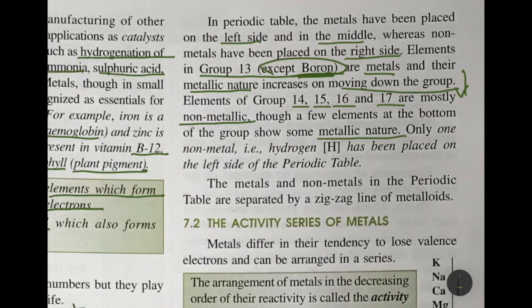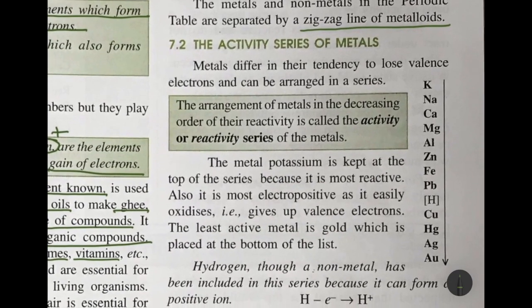Only one non-metal, that is hydrogen, has been placed on the left side of the periodic table, and you know the reason why, because it can form a positive ion by losing one electron that is present in its one and only orbit. And of course the metals and non-metals in the periodic table are separated by a zigzag line of metalloids. So metalloids are in the center.